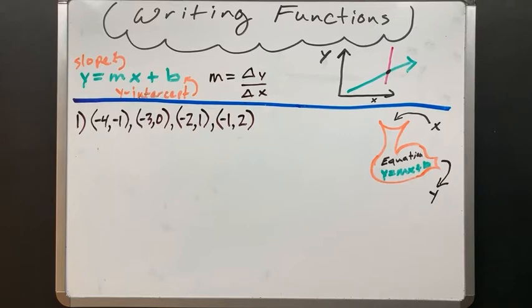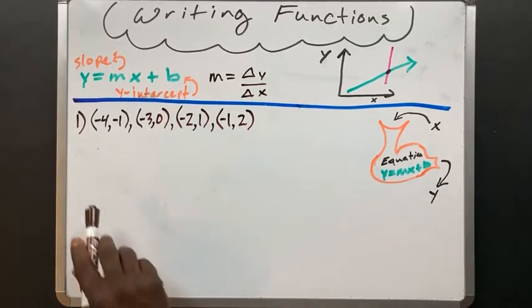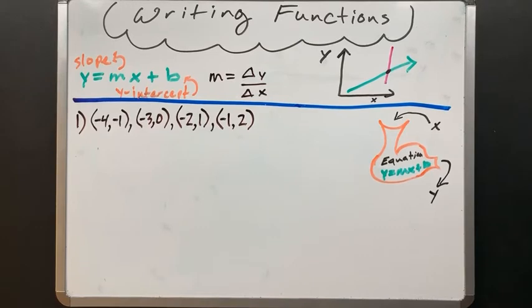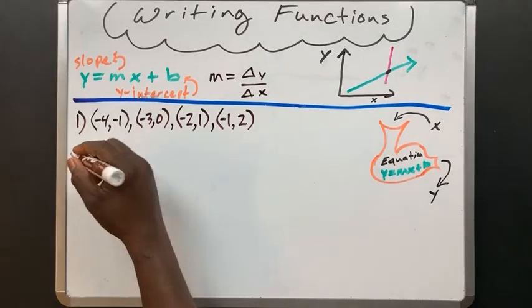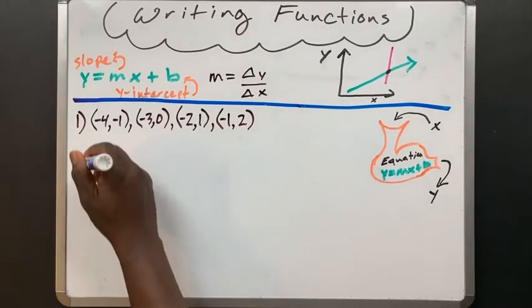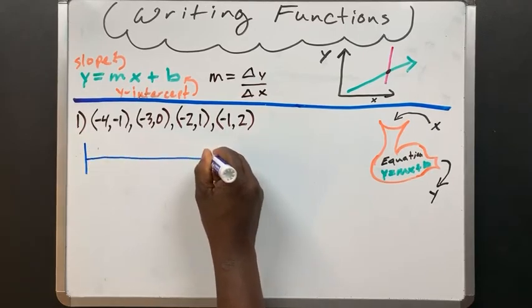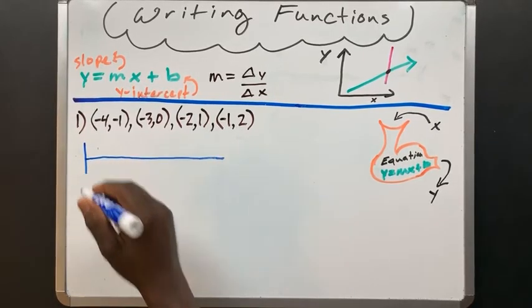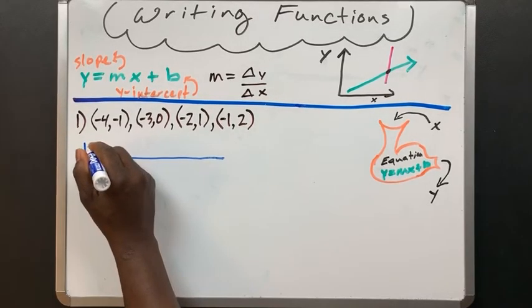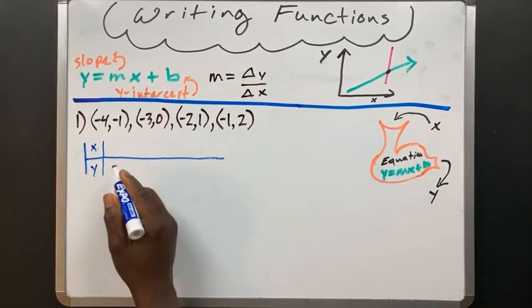So the first thing we want to do is write our t-table. Sometimes the t-table is vertical, but in this case, I'm going to write a horizontal t-table. Let's go ahead and get started with that. I'll make my t-table in blue. I'm just going to extend that over. Okay, and then we have our x values here and y values here.